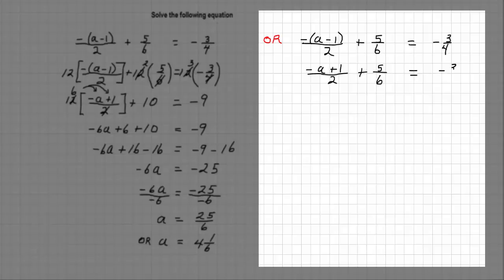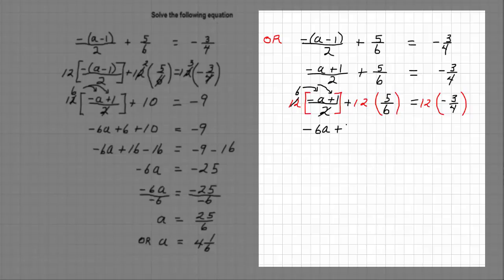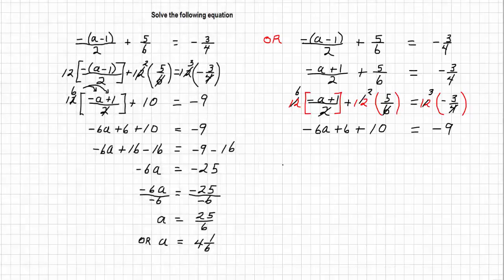And now at this stage, you would eliminate the fractions by multiplying each term by 12 and putting brackets around the first term, the entire negative a plus 1 over 2, then 12 times 5/6, plus 12 times negative 3/4. Divide the numerator and denominator of the first term by 2, and you get 6. 6 times negative a is negative 6a, and 6 times positive 1 is positive 6. Then you multiply 12 times 5/6, and get 10 as we did before, and 12 times negative 3/4 gives you negative 9, just like we got before.